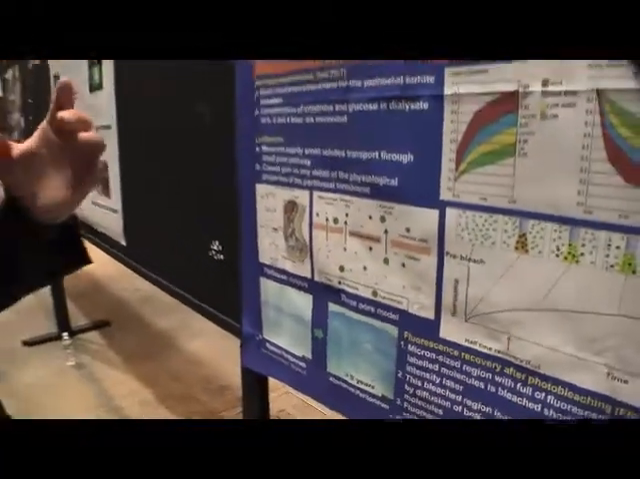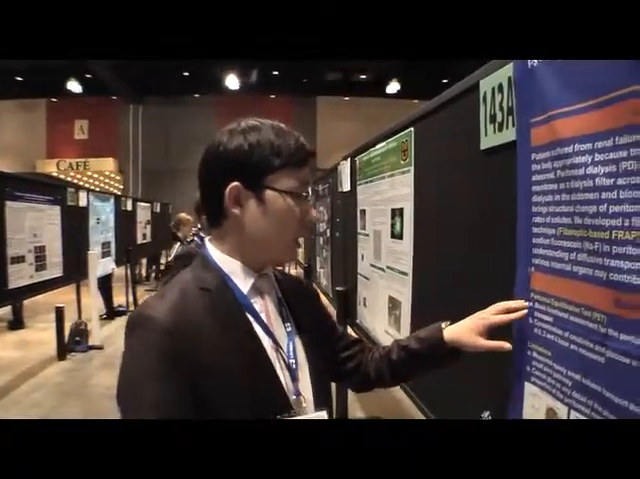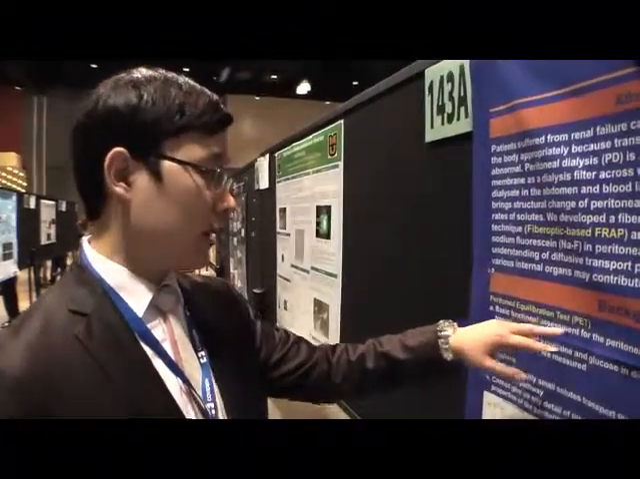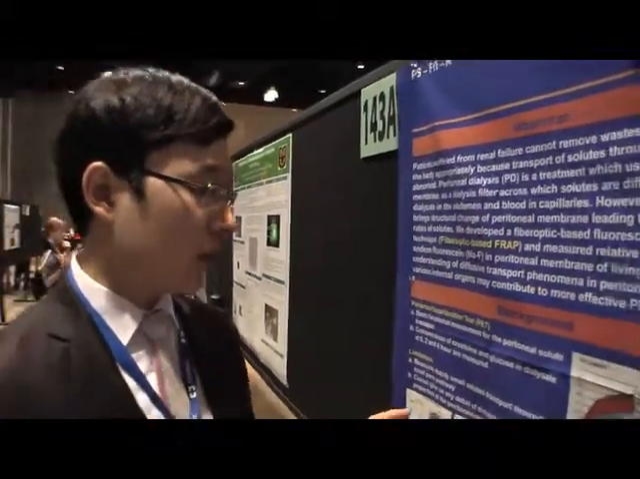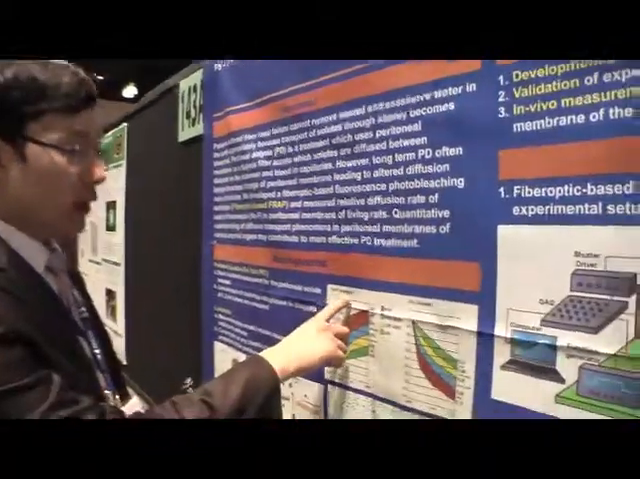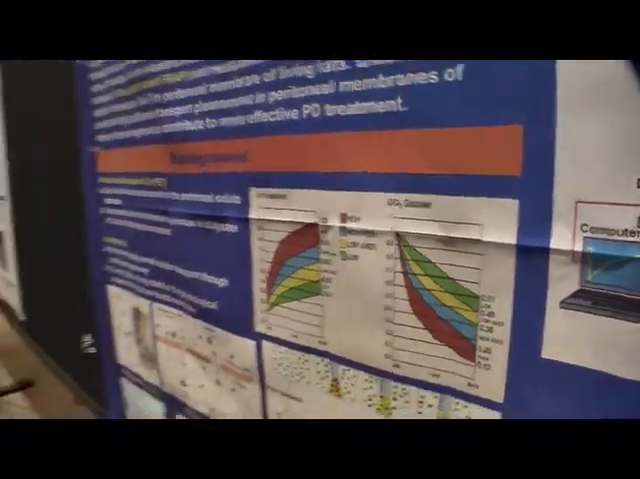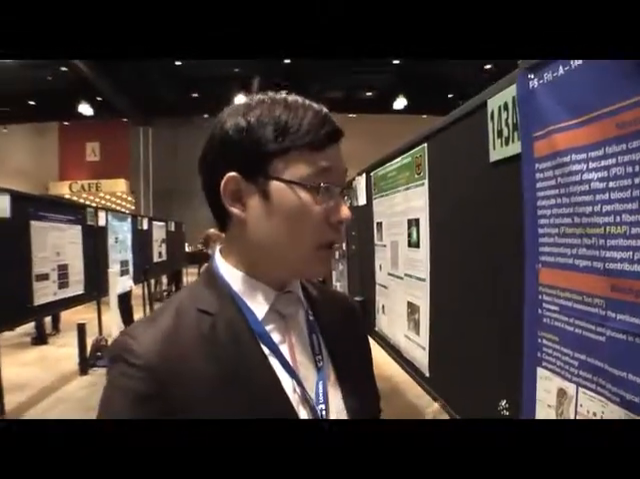So it is important to know about solute transport through the membrane. Many doctors use this method, the peritoneal equilibrium test. However, this PET test takes too long, and it can only measure the transport of creatinine and glucose. There are actually many molecules in the blood. So we developed a fiber optic based FRAP technique to measure the diffusion of solute transport across the peritoneal membrane.